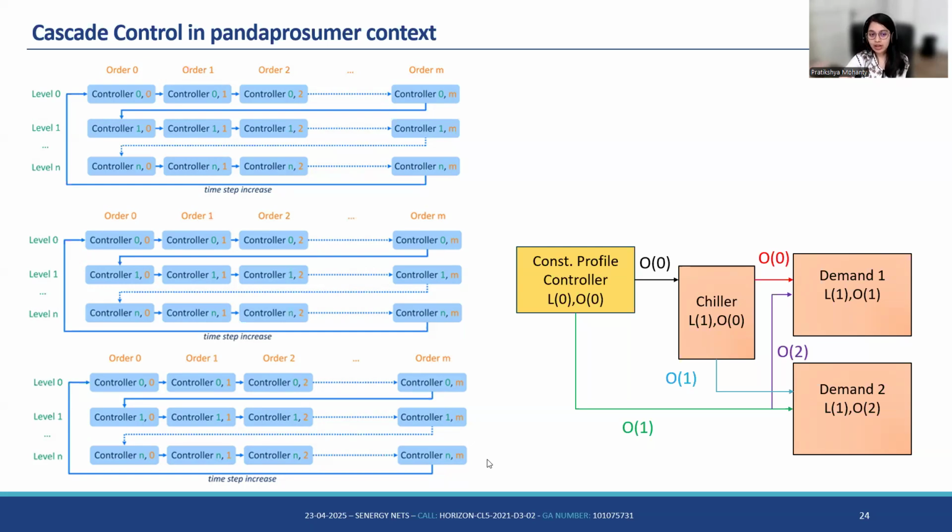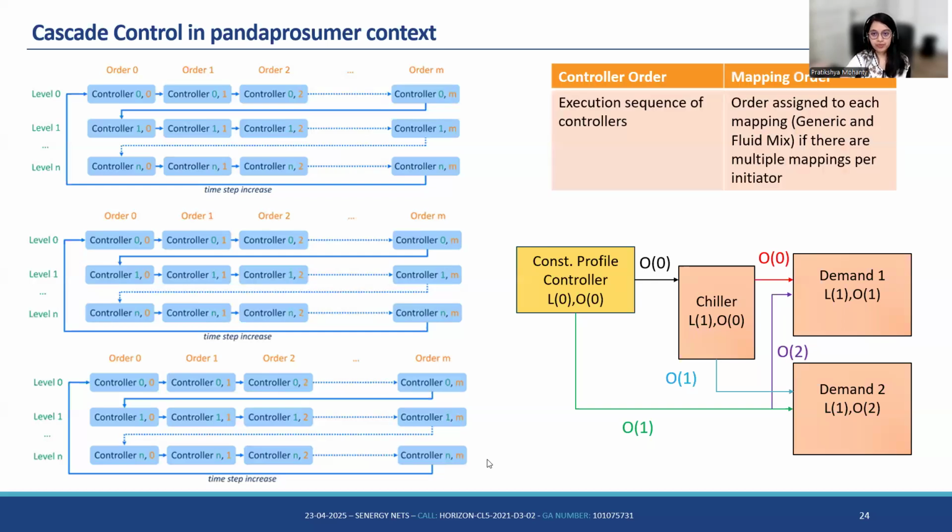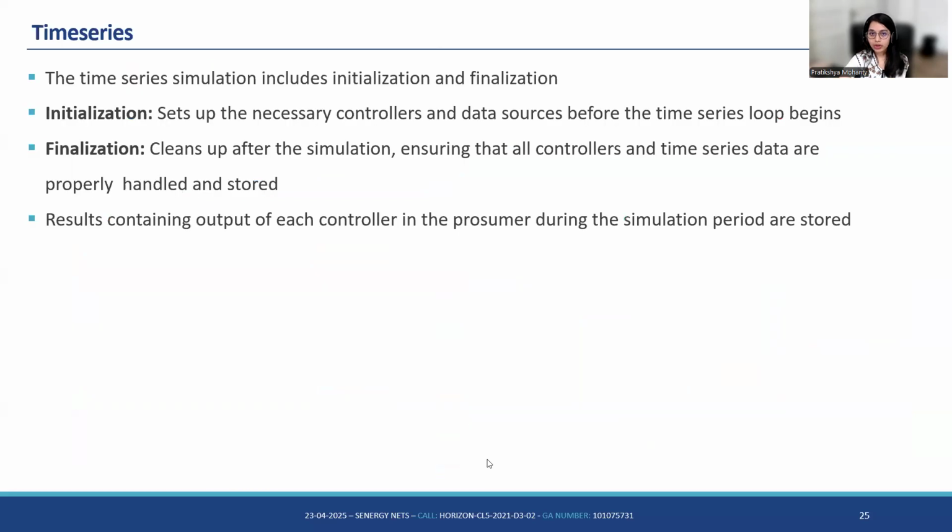And orders and levels are basically used to set up a hierarchical structure of implementing a control strategy in a system. So here I have just provided the difference between controller order and mapping order.